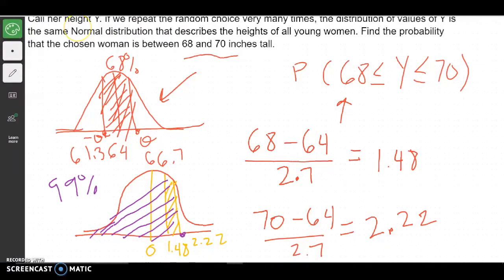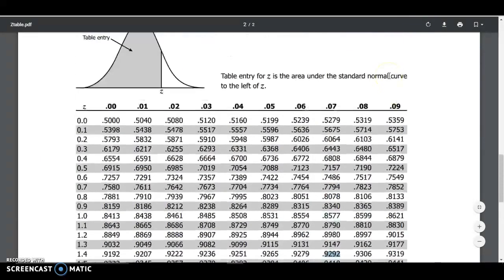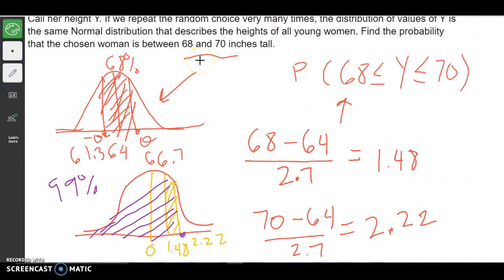Now if we find our other one, which would be at 1.48, which would be about 93% of the data, because 1.4 and then we go over to 8. Or it'd probably be one more over, yeah. So 93% of the data would fall in between here.